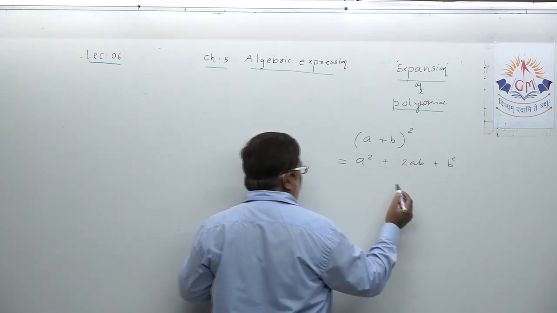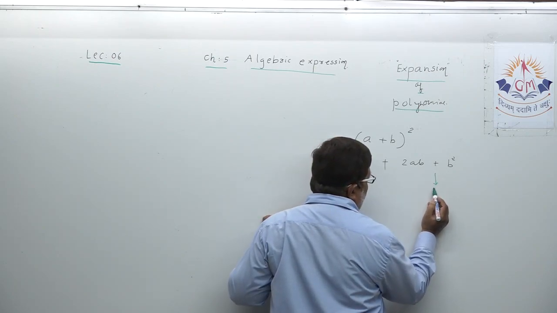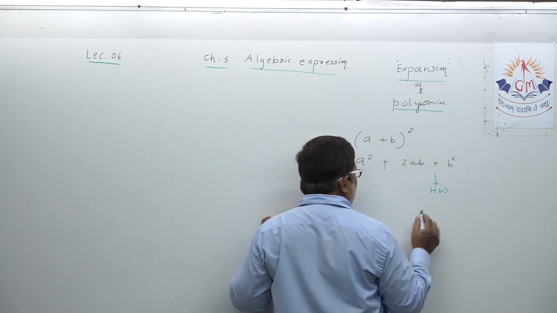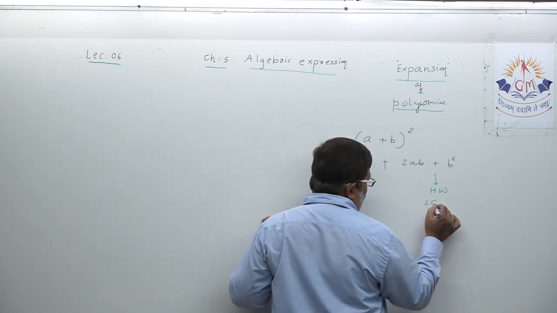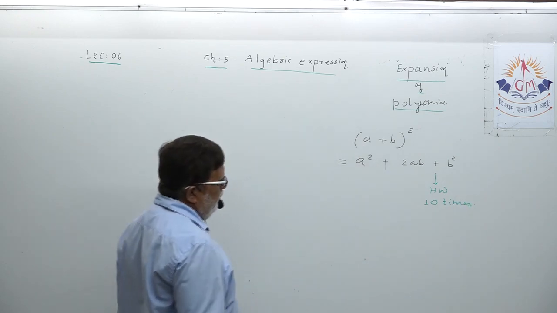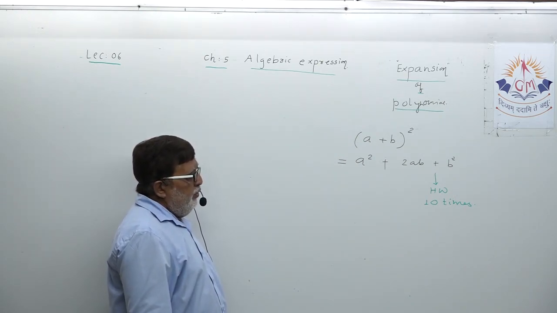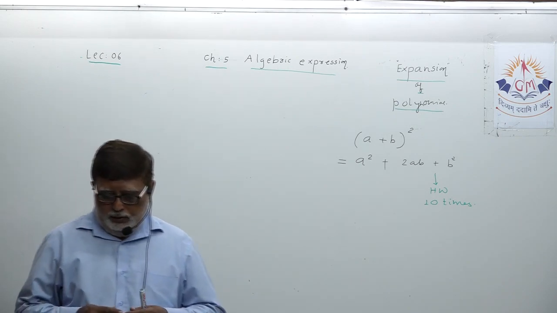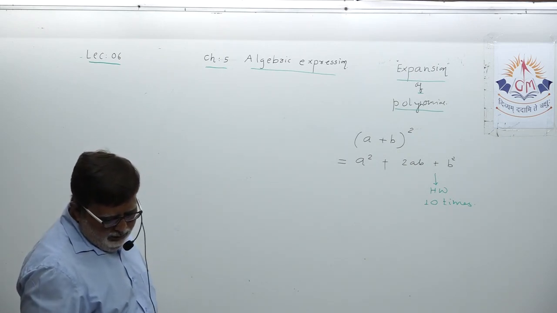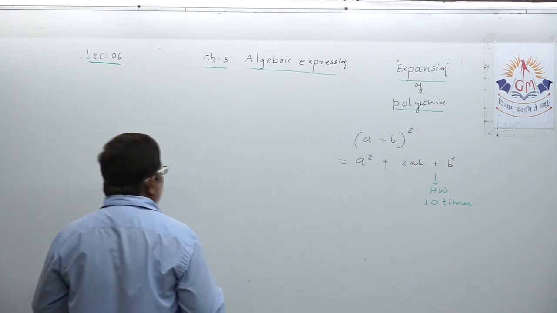Right? Before we move ahead in this particular topic, try to understand the homework. This is the homework I am writing. This identity you have to write 10 times and you have to remember. You have to write the identity 10 times: a plus b whole square equals a square plus 2ab plus b square. Okay, let us take some example.